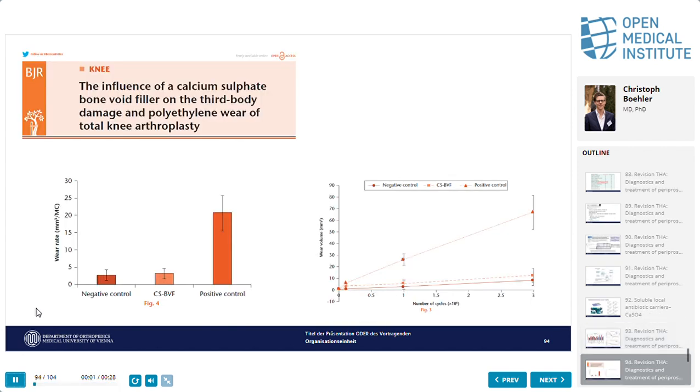What we would have worried about is that we have a third body wear problem, and there are also studies showing that this is the positive control, where you see some wear, and here are the lines for calcium sulfate and the negative control group, and you don't have any wear problem. Okay, so it's safe to use it even in a one-stage revision or when you put in your definitive implant.